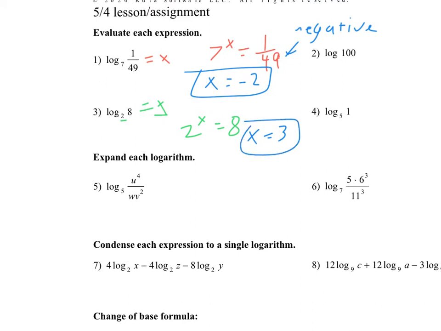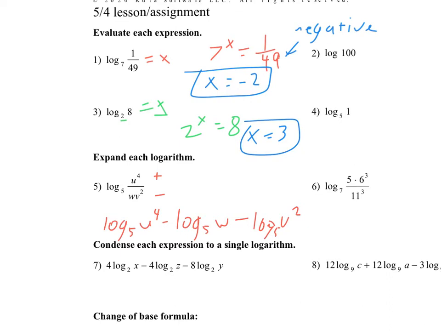All right, next up we're going to expand each logarithm. And so for these ones, remember that everything from the numerator ends up in a positive log, and everything from the denominator ends up in a negative log. So we're going to call this log base 5 of u to the fourth minus log base 5 of w minus log base 5 of v squared.